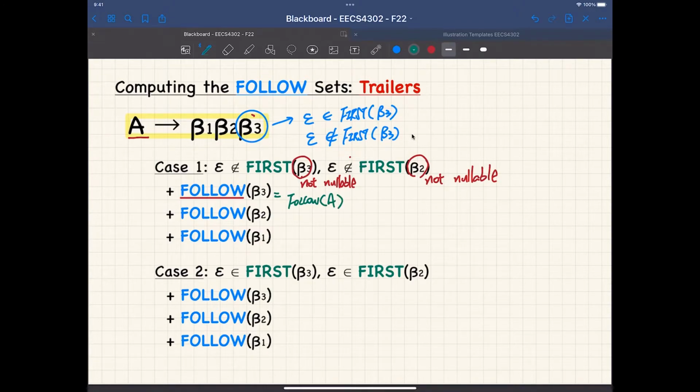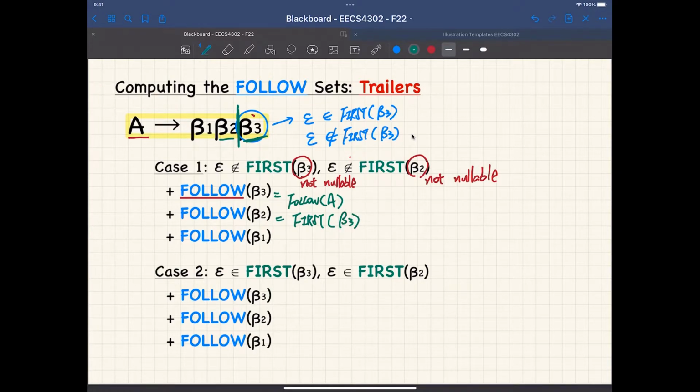Let's say this. Okay? And then let's now talk about beta 2. This one will be interesting. Okay? Intuitively, whatever can follow beta 2 should be the first of beta 3. Agree? Because beta 3 follows right after beta 2. Okay? So we can definitely put it. Okay? Will be the first of beta 3.